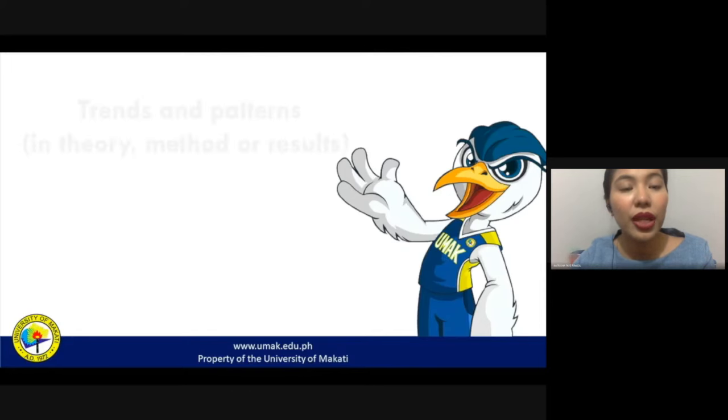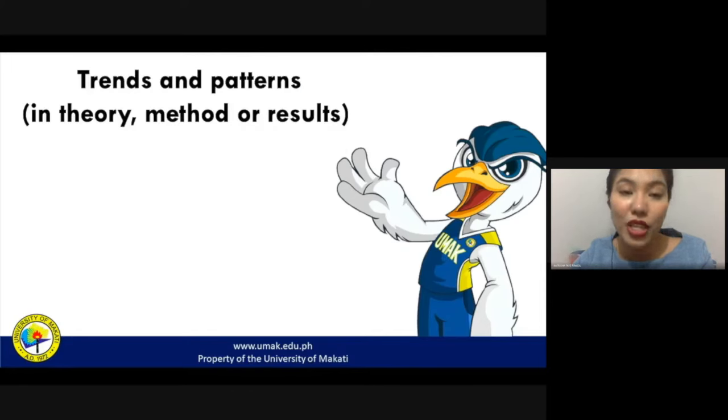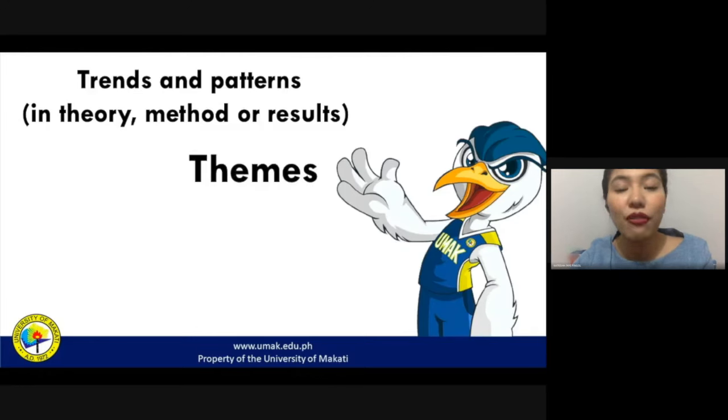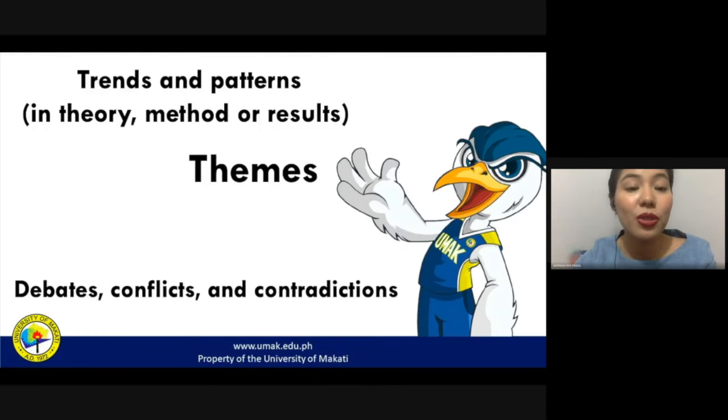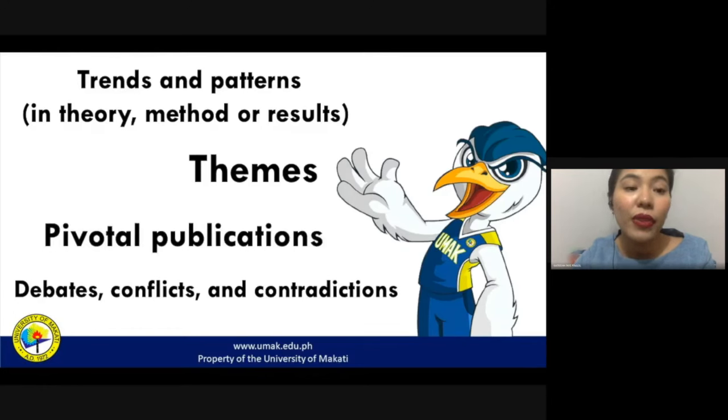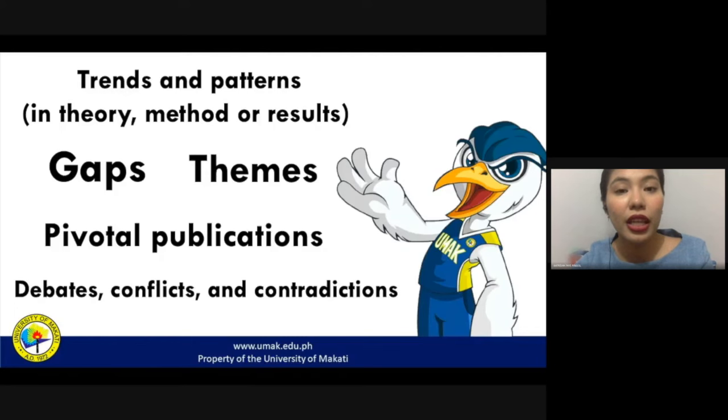Now, how do we do that? You can look at trends and patterns, especially in theory, method, or results. You can also look at the themes, if all of the literature you have gathered has the same theme. You can also look at debates, conflicts, and certain contradictions among them. And then you can also discover pivotal publications, a type of publication that contributed largely to the development of that particular field or idea. And then, of course, try to address the gaps. What could be issues or concerns that certain people might have about that particular write-up or topic?